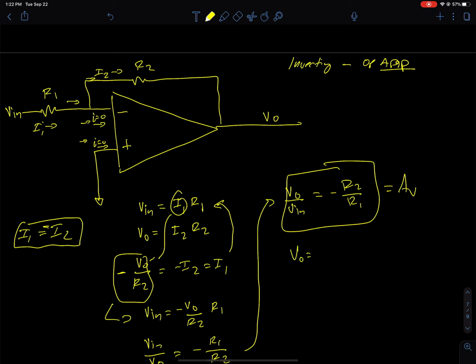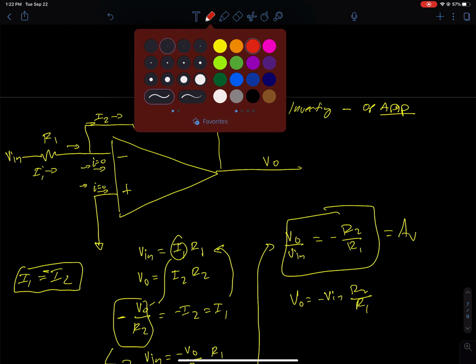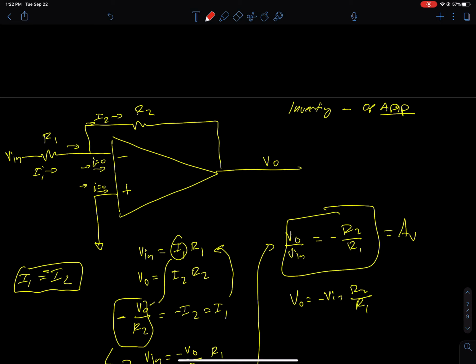Because whatever input voltage you give it, if it's negative, the output will be positive. If it's positive, this will be negative. Capiche? Great.